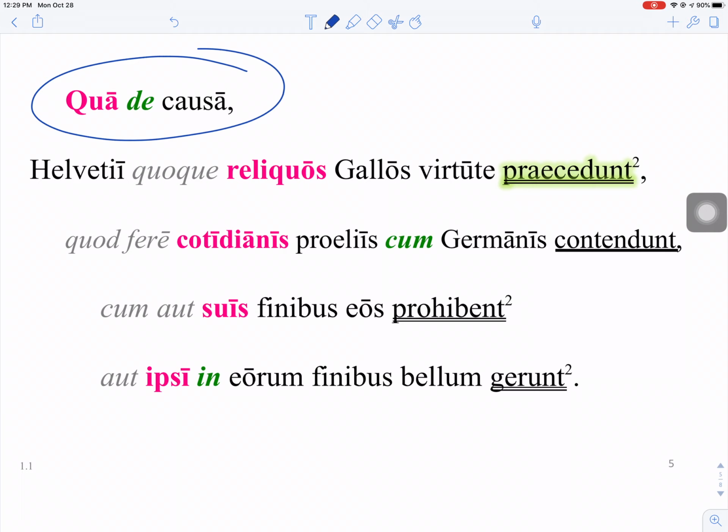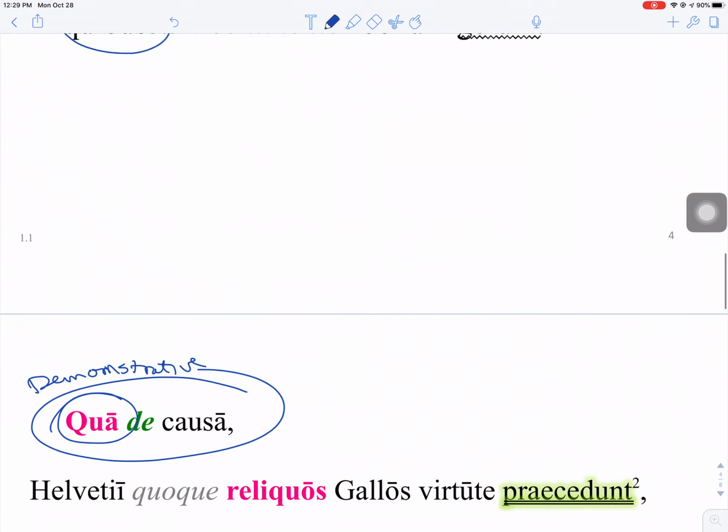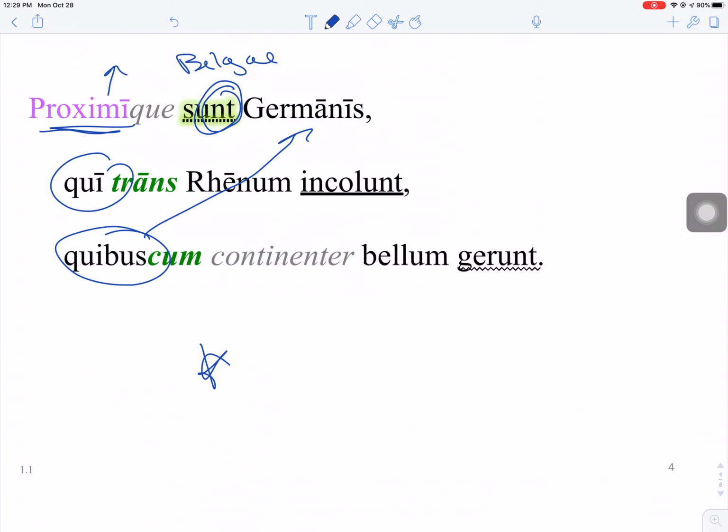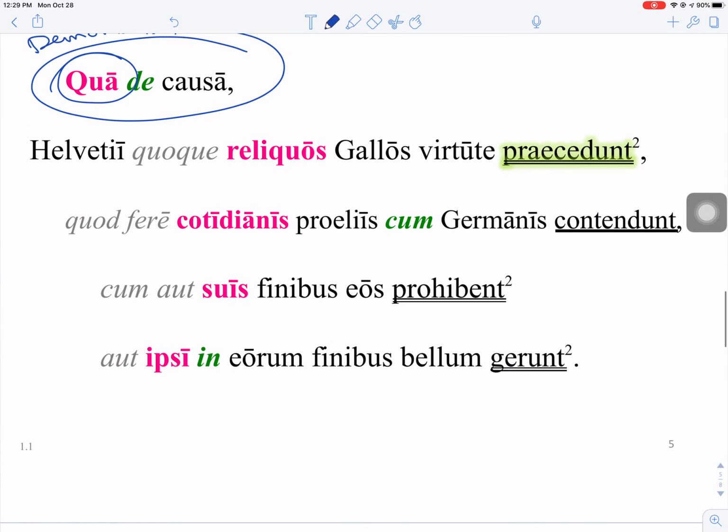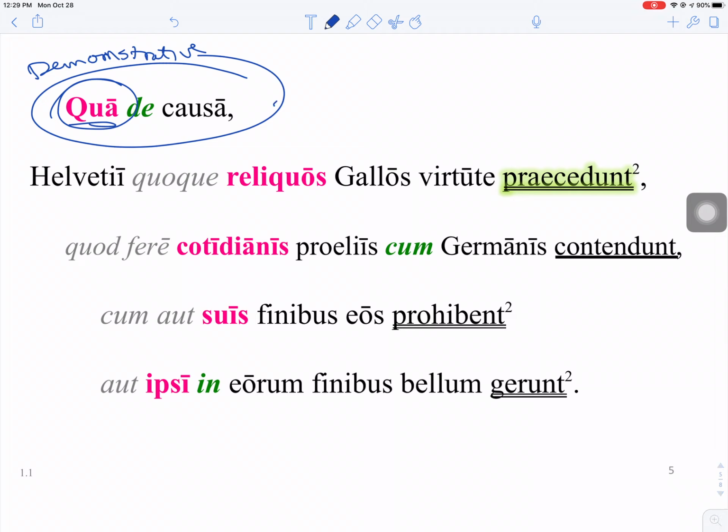Qua de causa. Qua here is a relative pronoun, but often at the start of sentences, Caesar will translate a relative as a demonstrative. So for this reason, demonstrative. And again, the reason is what was mentioned up above, that they are closest to the Germans. So for this reason, up above, and then we go into our next sentence.